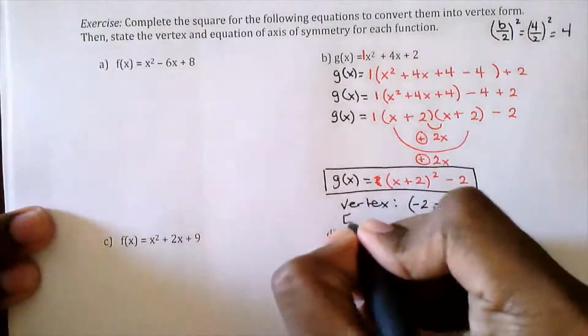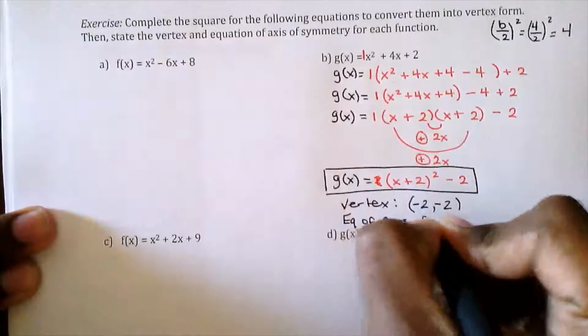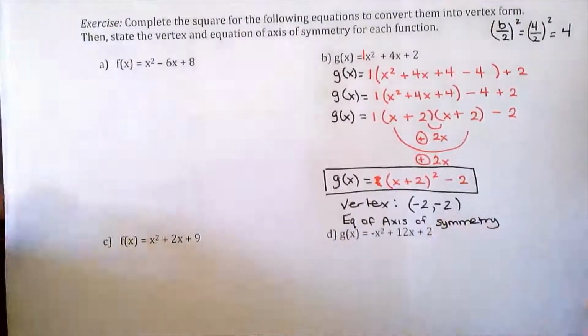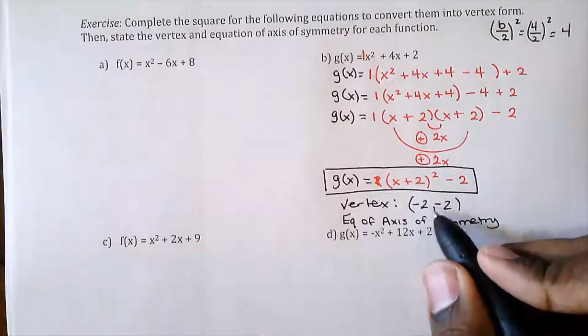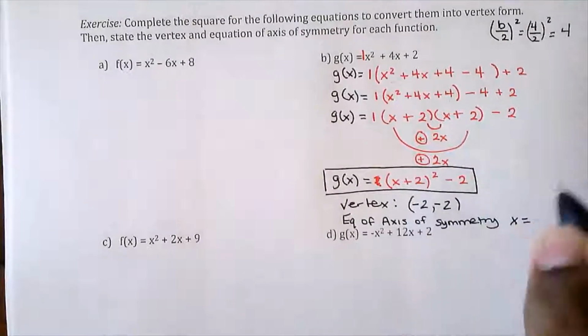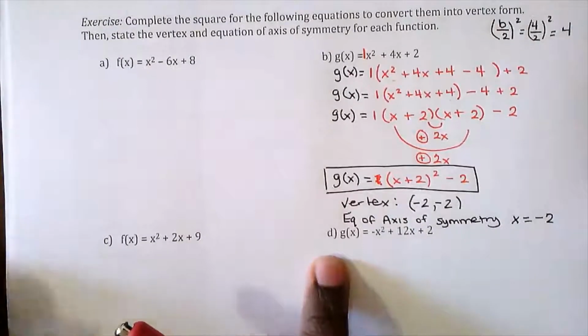I also want the equation of the axis of symmetry. So remember to do that, all you do is you look at the x variable of the vertex. So we write x is equal to the x variable of the vertex, which is negative 2. So again, those are the 5 steps you're always going to follow to complete the square. Let's move on to D now.